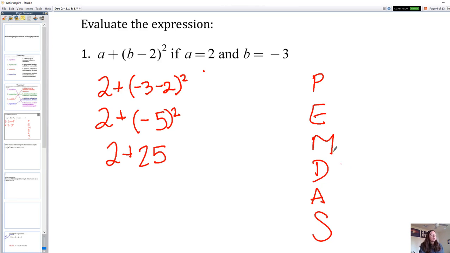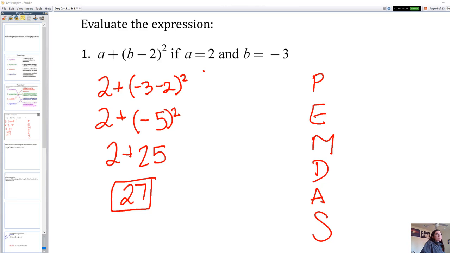Then the next thing in PEMDAS would be to either multiply or divide. We always do that from left to right. Here we don't have any multiplication or division, so we can skip those. Then we can either add or subtract, again doing that from left to right. The only operation we have left is addition, so we're going to go ahead and add the 2 and the 25. So we get a final answer of 27.